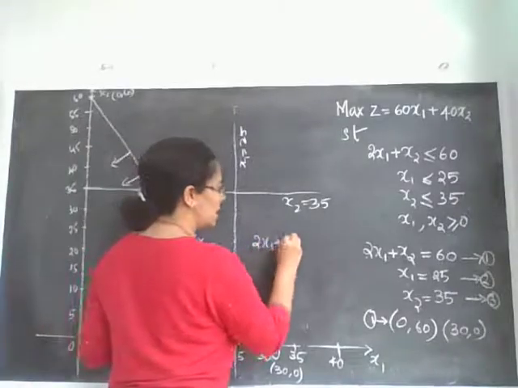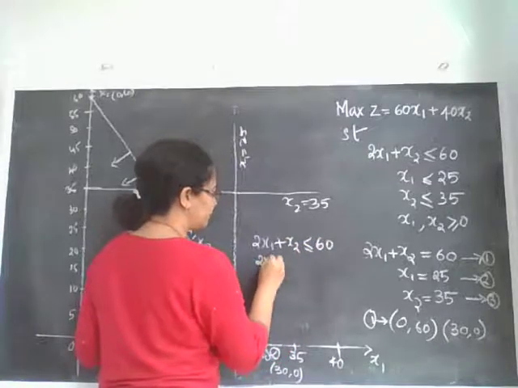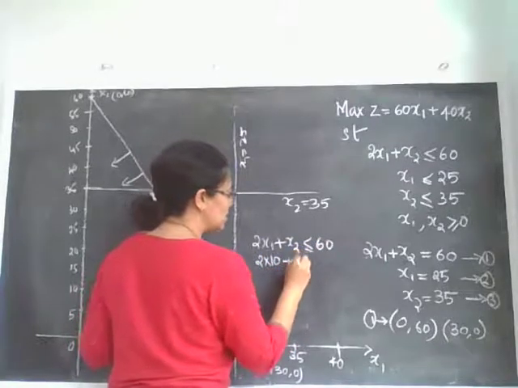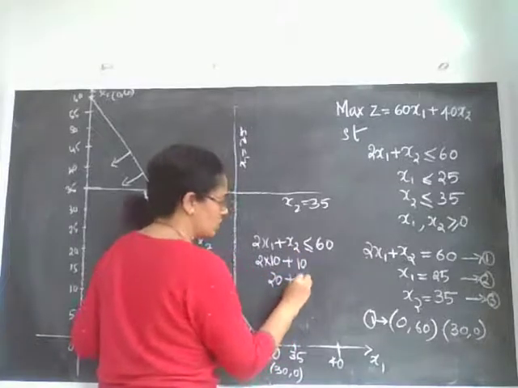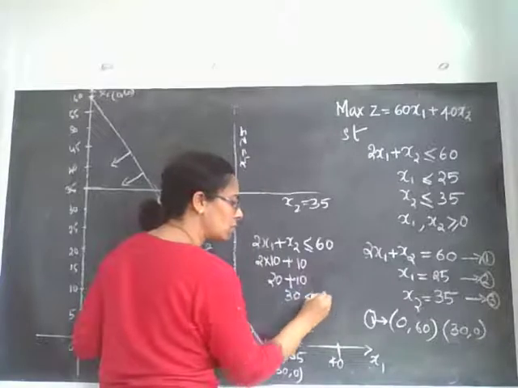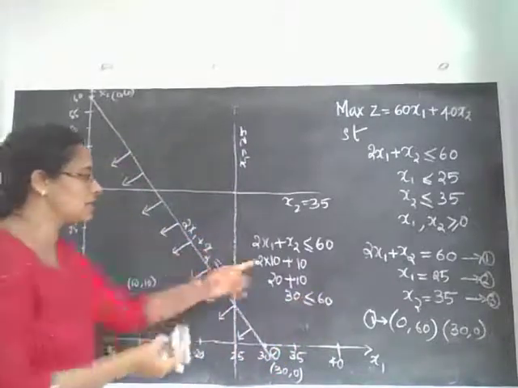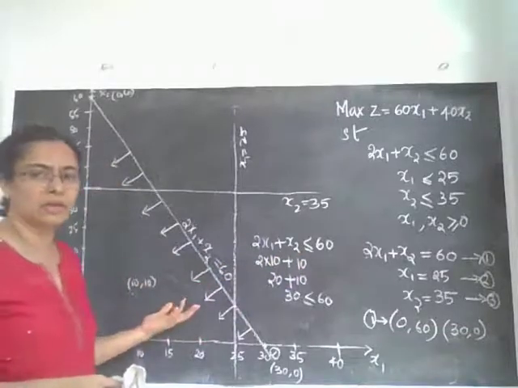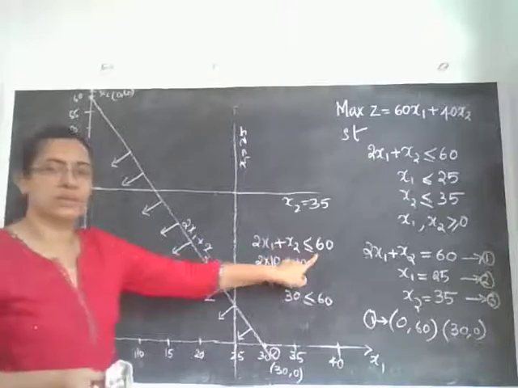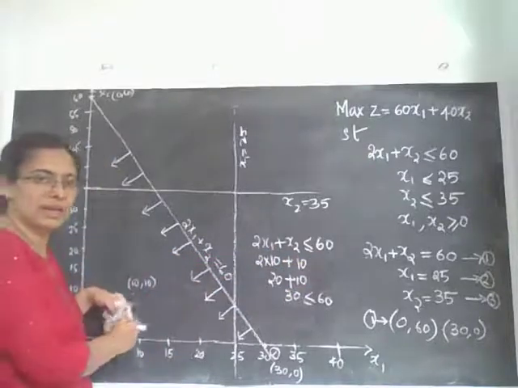2x1 plus x2 less than or equal to 60. That is 2 into 10 plus x2, which is 10. Then we get 20 plus 10, which is equal to 30. 30 is less than or equal to 60. So we know that this randomly chosen point satisfies this constraint. The constraint is satisfied.